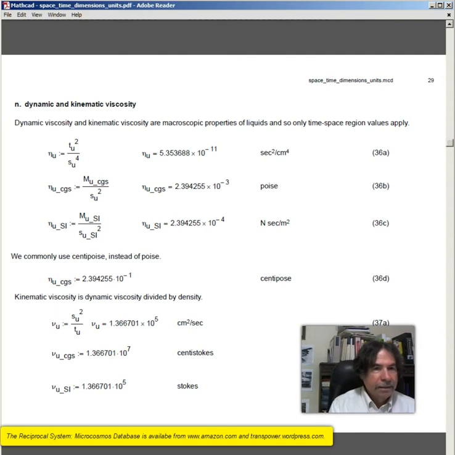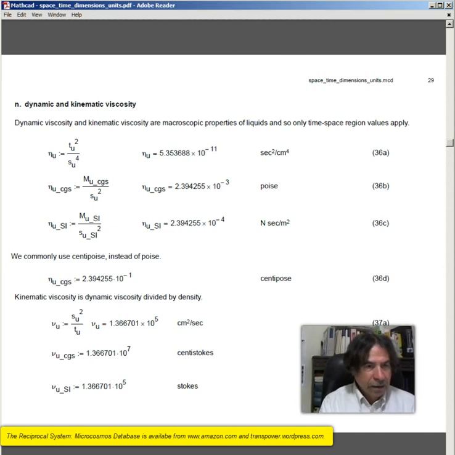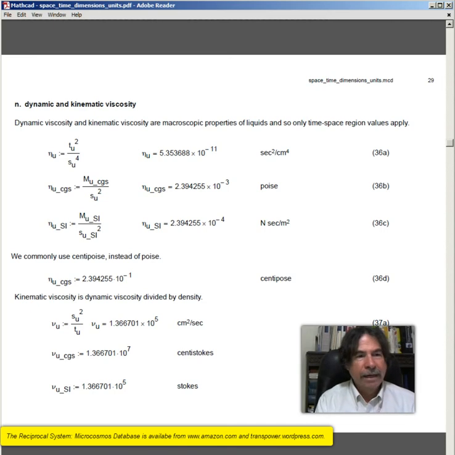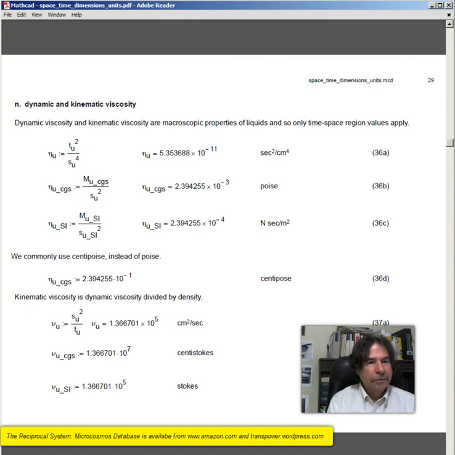Here we have dynamic and kinematic viscosity. These are macroscopic properties of liquids, and so only the time-space region values apply. So dynamic viscosity is defined as t sub u squared divided by s sub u to the 4th power. So there we get the natural value, the poise value, and the newton-second squared value. But we commonly use centipoise instead of poise, so the natural unit of value for dynamic viscosity is 2.394255 times 10 to the minus 1 centipoise.